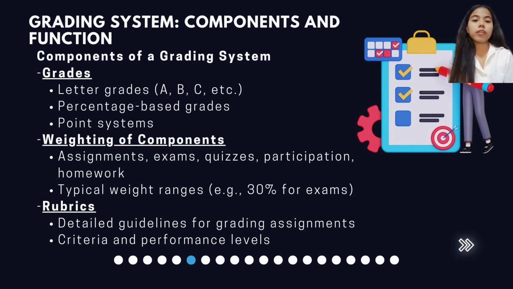The last component is rubrics. Rubrics are detailed guidelines used to communicate the expectations of an assignment or exam. They often specify criteria. Criteria focus on the aspects of the work being evaluated, for example clarity, organization, and accuracy. Level of performance describes different levels of achievement for each criterion, for example excellent, good, needs improvement. Score or points are the corresponding score or description for each level of performance.